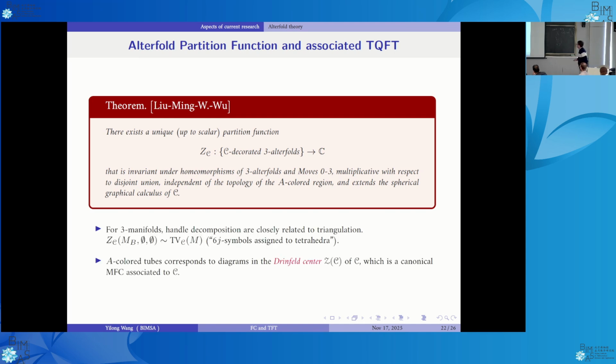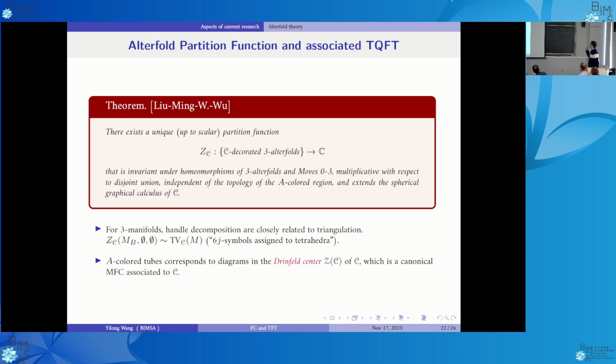For 3-manifolds, this handle decomposition is closely related to triangulation, and maybe you have heard of this. From a triangulation and a category, we can get the so-called Turaev-Viro invariant by attaching 6j symbols to tetrahedra. And we are able to show that if my closed manifold is completely B colored, with no surfaces or no diagrams, I will recover the Turaev-Viro invariant. And what about the A color?